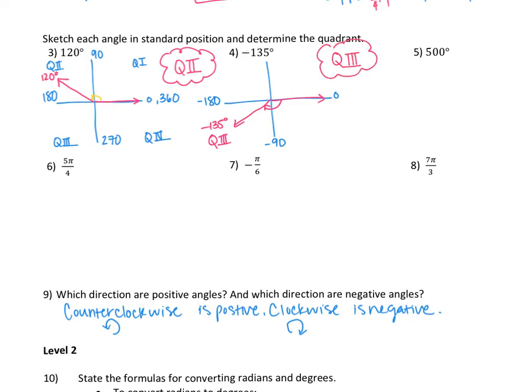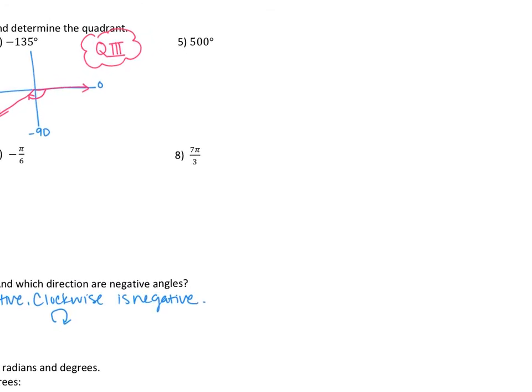So let's take a look at number 5 next. So number 5, we have 500. And in this case here, it's a positive, so I know that this is going to be going counterclockwise. So let's start by drawing our graph here. So we're going from 0 to 90 to 180, but that's not enough. 270 is not enough. 360 is not enough.